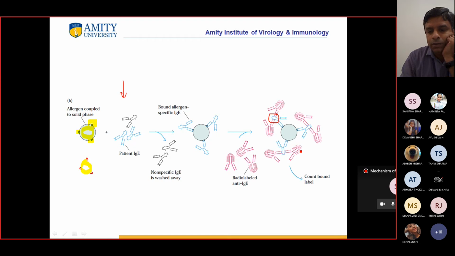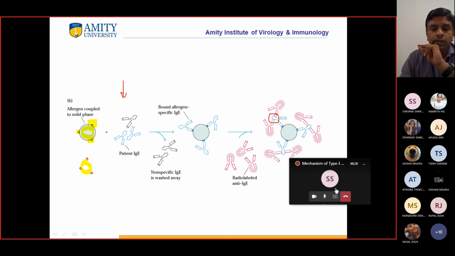And then we again do the washing step. Whatever unbound radio labeled anti-IgE is present is washed away, and then we can measure it in the gamma counter and we can know the level of IgE, and this time it is specific IgE. Okay, clear?